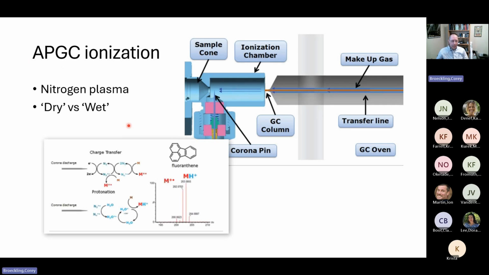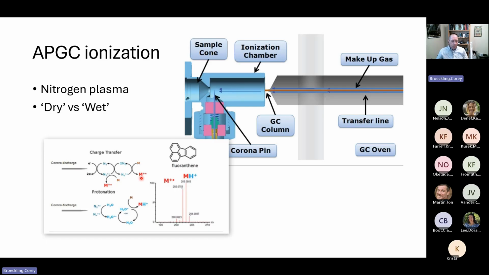Now there's two ways that we can actually run this. We can run it in dry mode or wet mode. We'll start with dry mode, and it's described here. Basically, when you form this nitrogen plasma, you get nitrogen radicals formed, which can abstract an electron from your analyte of interest to generate a radical cation.